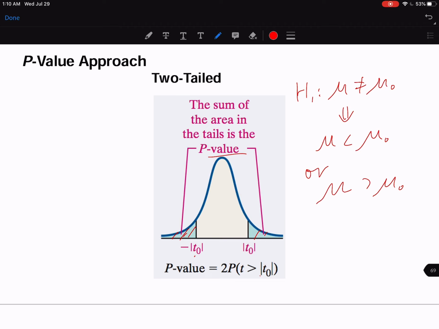would be equal to 2 times the probability of this one tail. Which means the p-value would be equal to 2 times the probability that t is greater than the absolute value of t sub 0. The reason why we put the absolute value over here is to guarantee this number is positive.